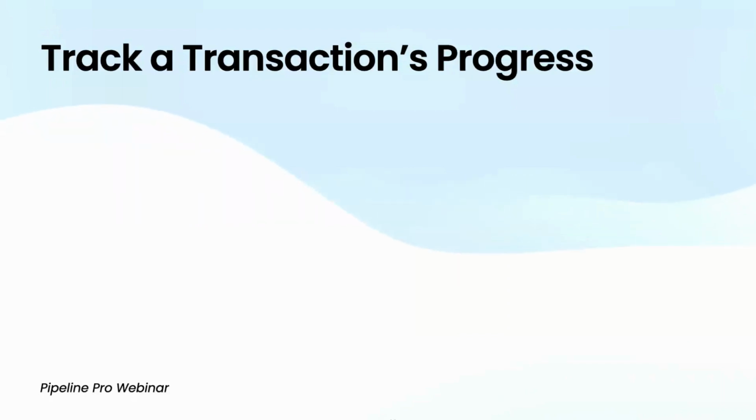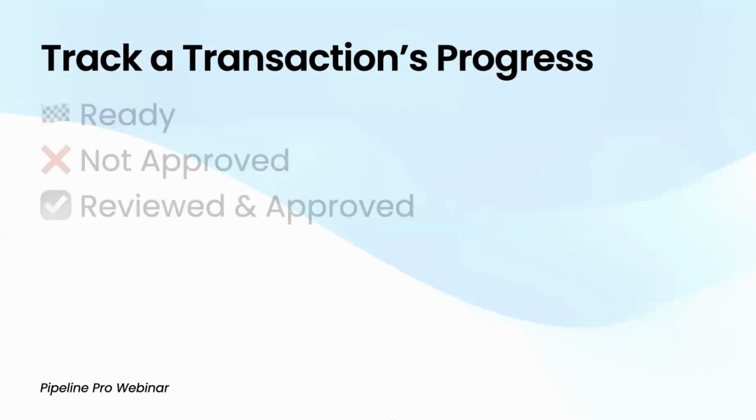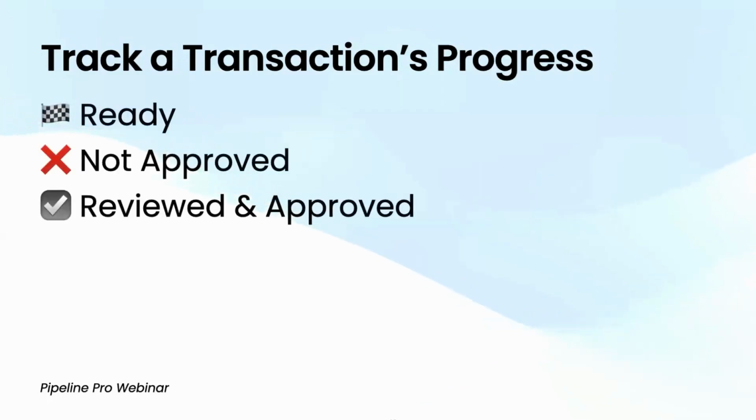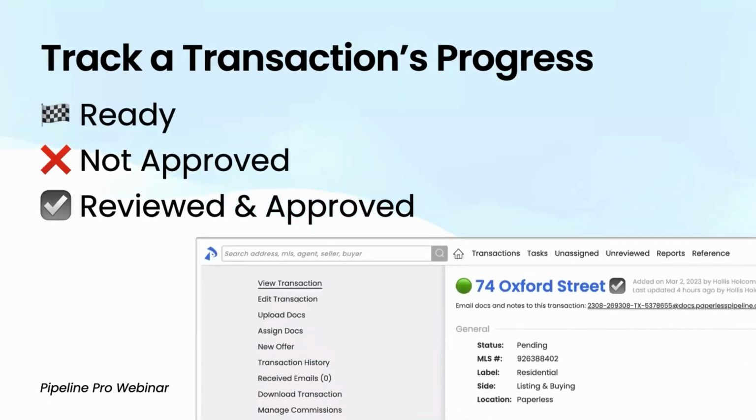For example, some offices need to track different phases of their internal processes, like their internal review process, and they may use emojis to represent the different stages within the process. Using this method, I can easily identify that the Oxford Street transaction here has been reviewed and approved. Now, as I mentioned, you typically use a status for this, like say closed, reviewed, to represent your reviewed transactions, but some offices just prefer the additional visual indicator they get from using emojis this way.